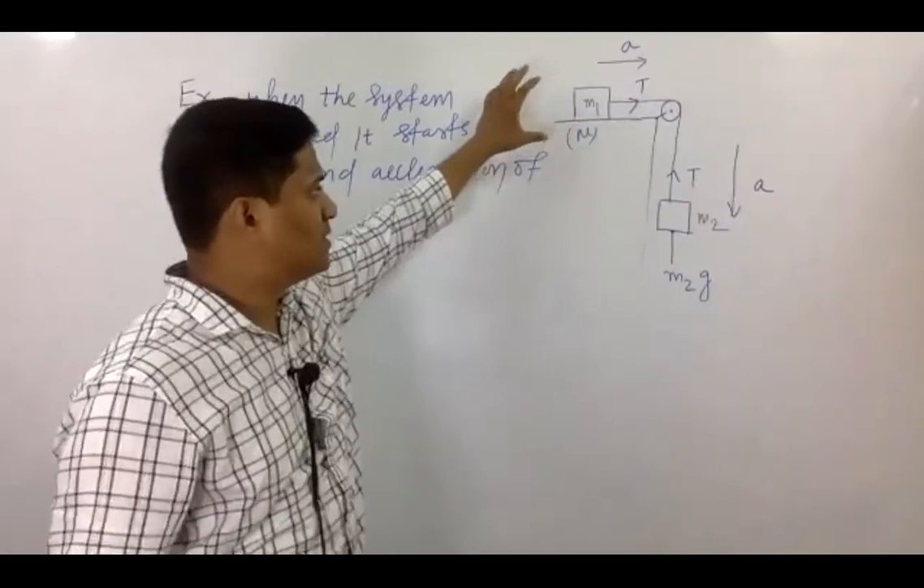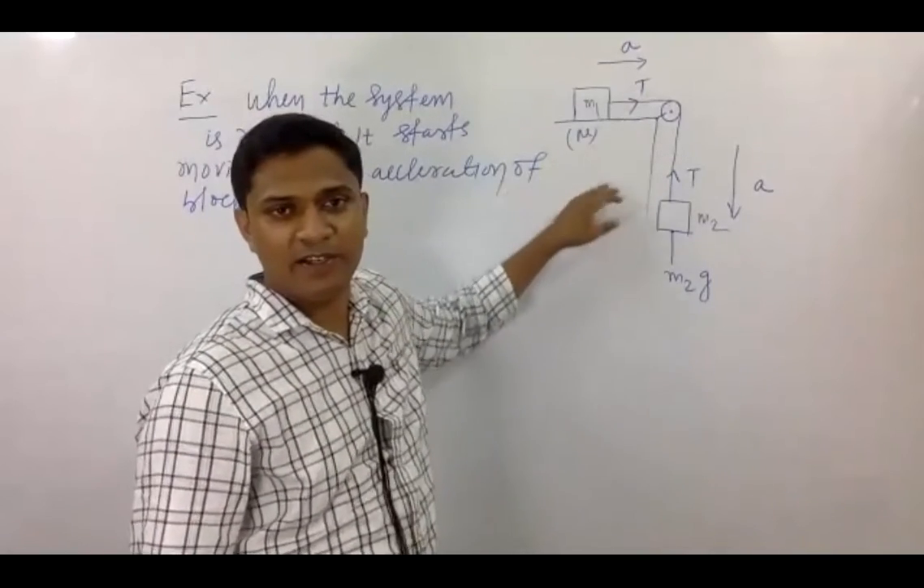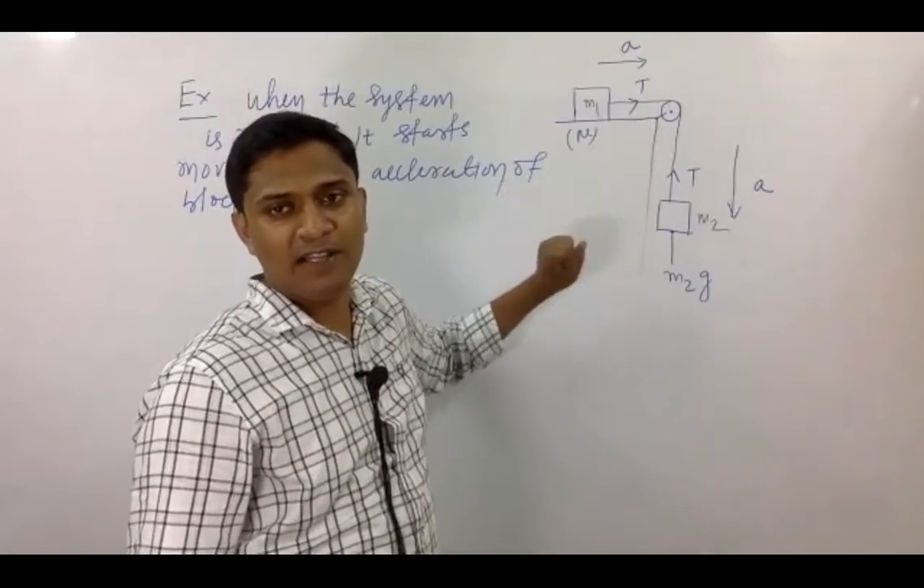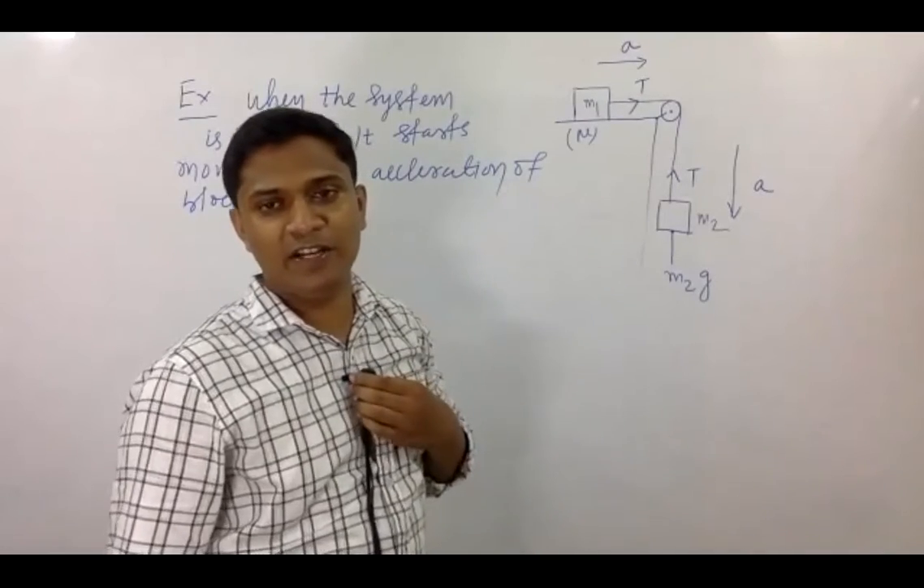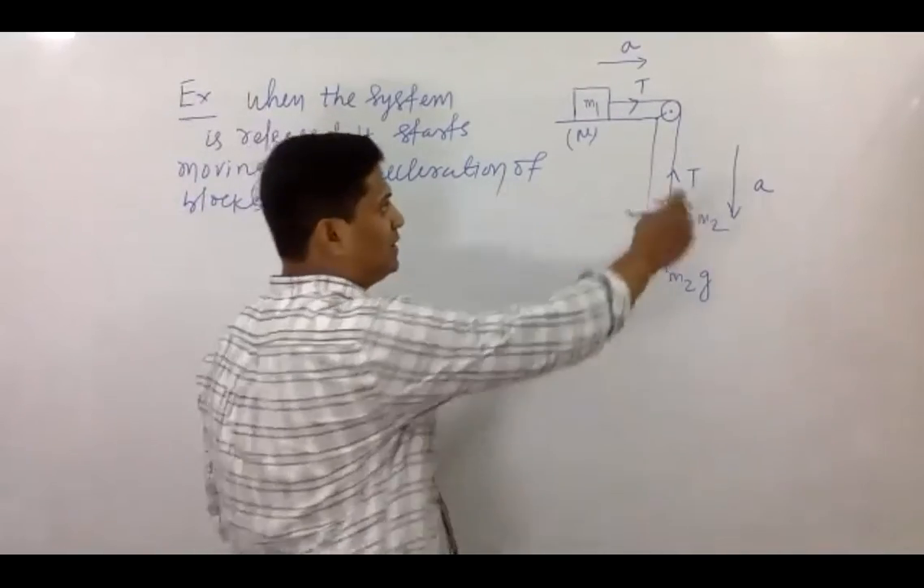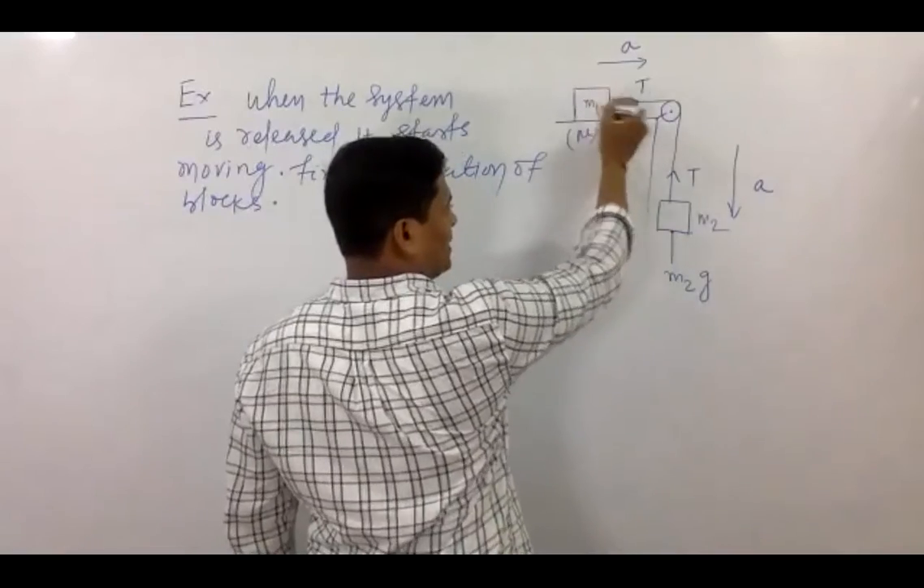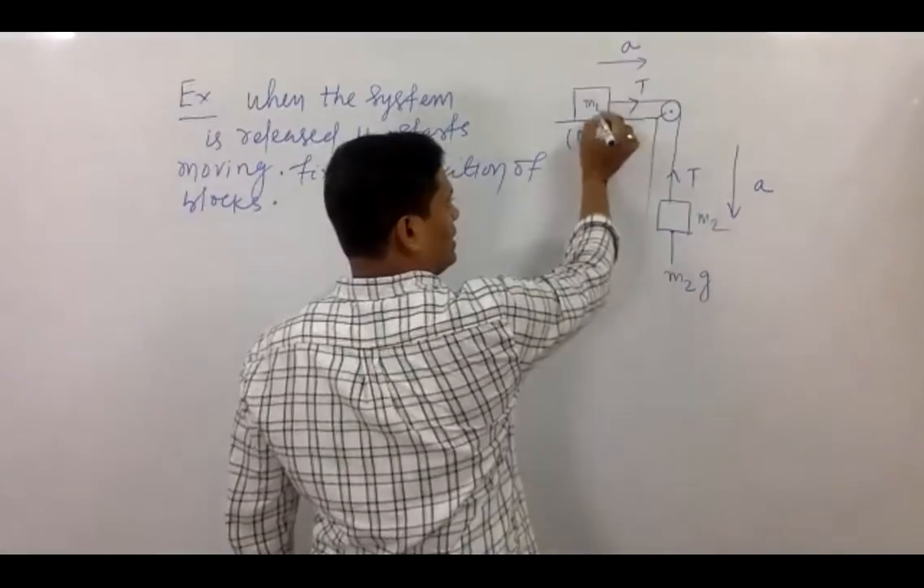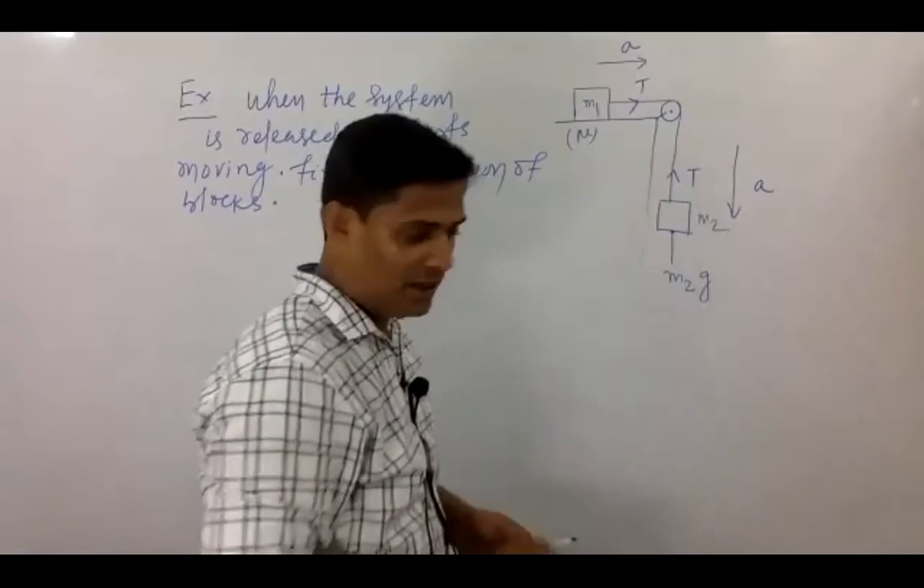Student, see, this is a system. You have already done this type of question in Newton's laws of motion, but at that time we had not taken friction into consideration. Here the system is released from rest. This has mass m1, and this has mass m2.